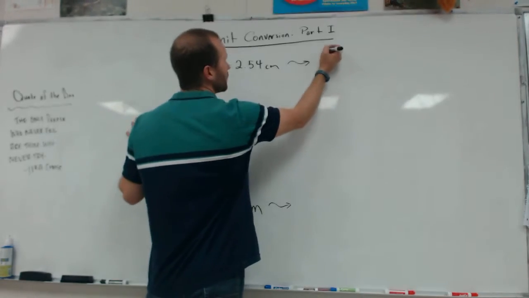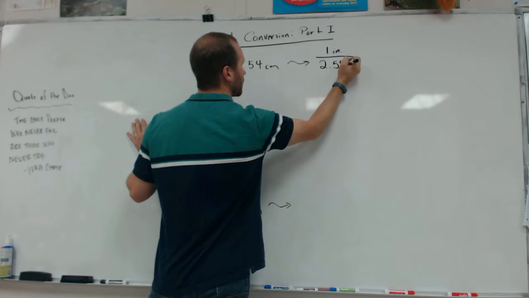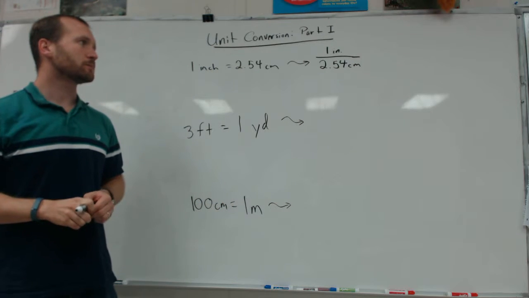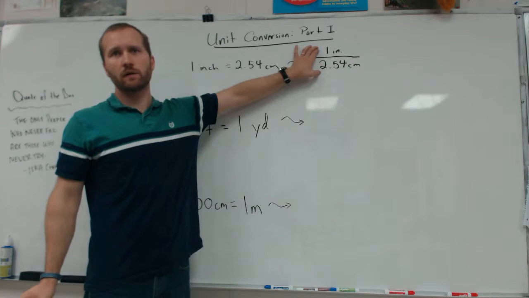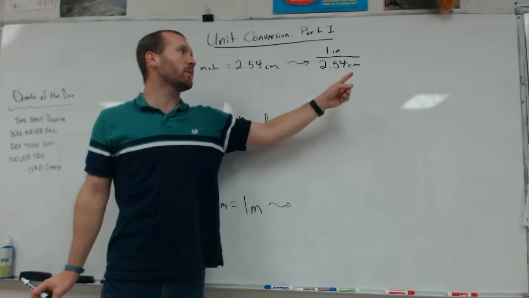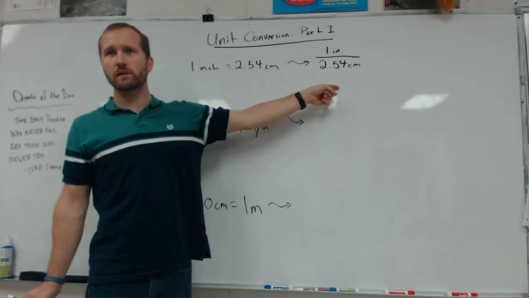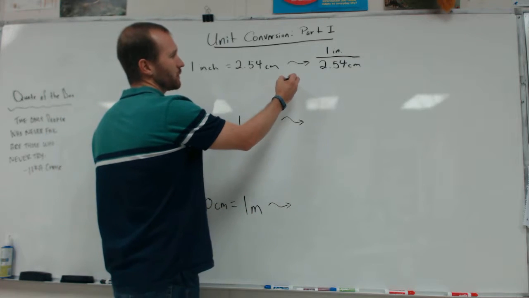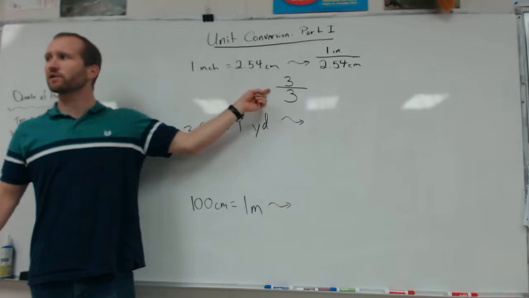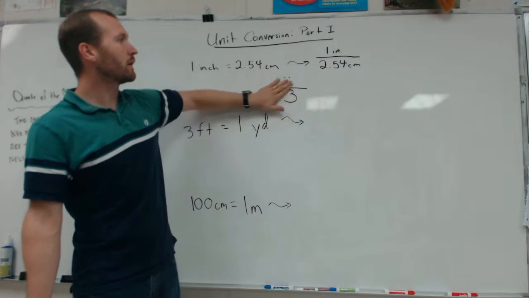The first one, for inches and centimeters, would look like this. 1 inch over 2.54 centimeters. Now this is a fraction. What is the value of this fraction? 1 inch divided by 2.54 centimeters. If we think about it, the top is equal to the bottom. What is the value of a fraction where the top, the numerator, is equal to the denominator, the bottom? Yeah, 1. The top equals the bottom, so the value is 1.